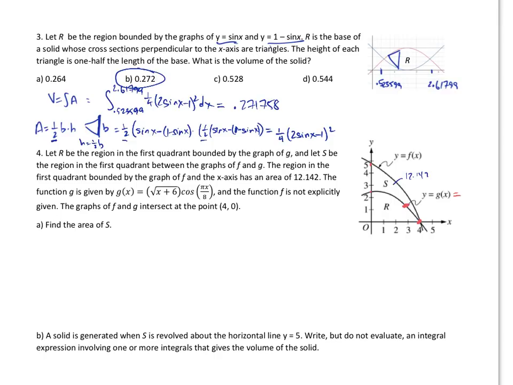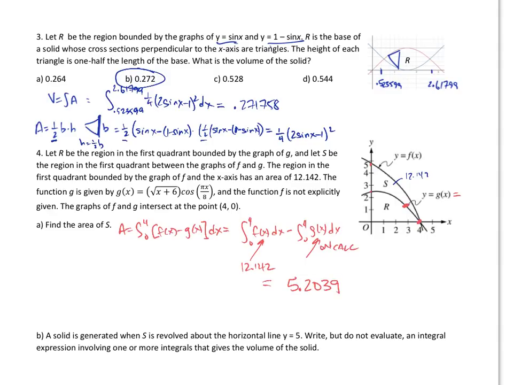Well, the area of S is going to be the integral from 0 to 4, and this will be just the top curve minus the bottom curve. So this is f of x minus g of x dx. I'm going to break this apart and say this is the integral from 0 to 4 of f of x dx minus the integral from 0 to 4 of g of x dx. They told us what this one is. This is 12.142. This one, we're going to do it on your calculators. So put it into your calculators, find out that one, subtract them, and you get a total of 5.2039 square units.